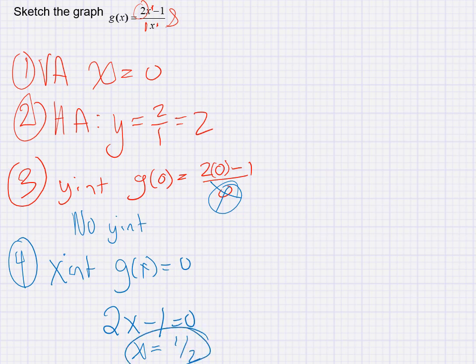So we will put this all together so that we can do our checkpoints, and we will get the graph of our function. So vertical asymptote, x equals 0. So that will be the y-axis. Horizontal asymptote, y equals 2.